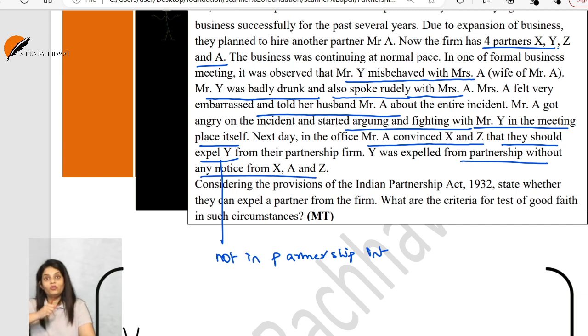Wow, you have literally shot the whole concept of good faith. Considering the provisions, state whether they can expel. No, they cannot. What are the criteria of good faith? We have already done it so many times.